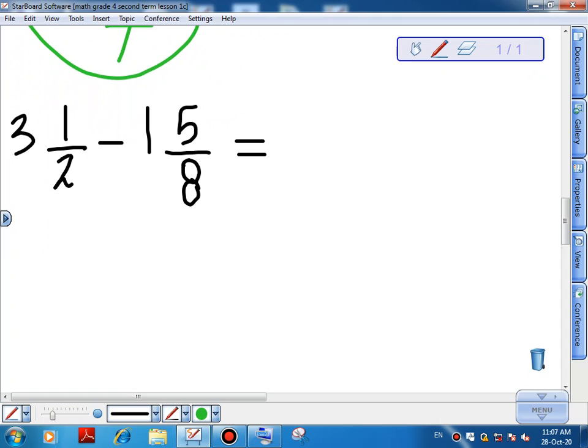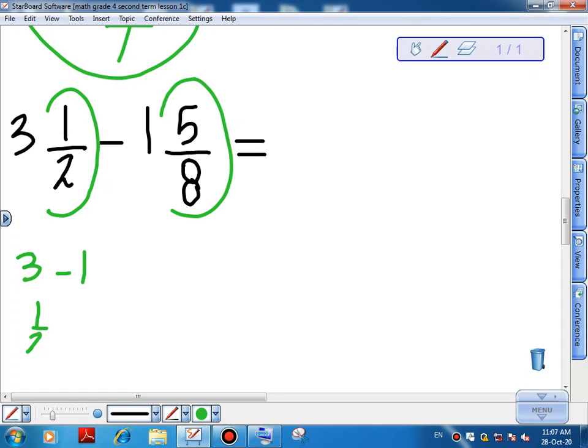But in this case, I have different fractions, 1/2 and 5/8. In this case, I can't subtract 3 minus 1, then subtract 1/2 minus 5/8. No, I can't do these steps. I need to convert the fractions to get the same denominator. As we learned, I can't subtract or add any fractions that have different denominators.